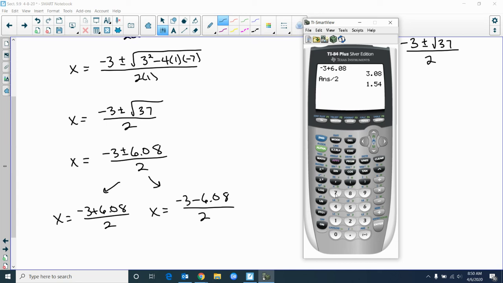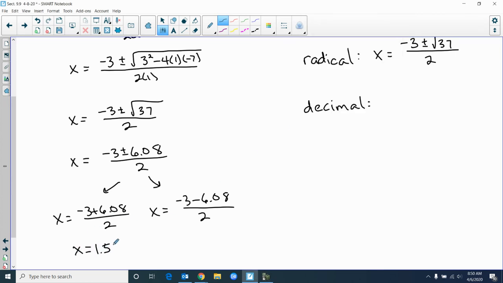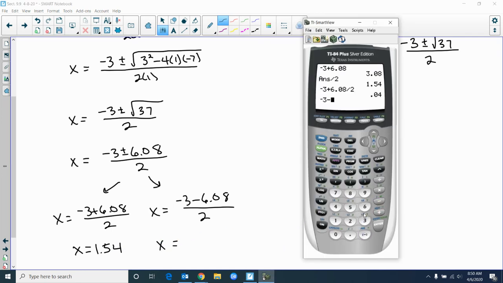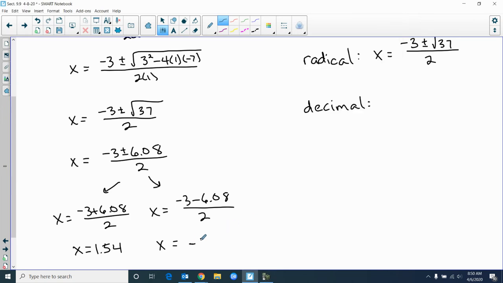Okay, I get 1.54. If you do -3 plus 6.08 divided by 2, it's going to go out of order and give you the wrong answer. That is not the right answer. 1.54 is the right answer. Second case here, I got -3 minus 6.08. Hit equals, divided by 2, and I get -4.54. So now the decimal answers are negative 4.54 and 1.54.